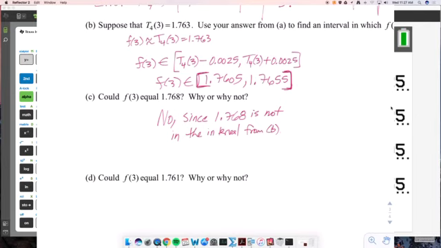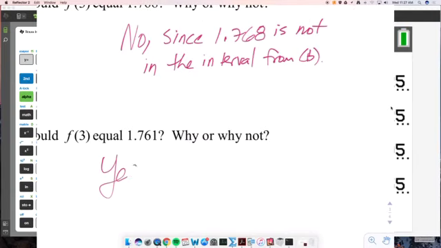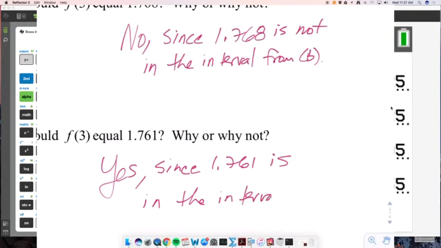Part D, could the function value be 1.761? Yes, it very well could be. Yes, and then of course the answer would be since 1.761 is in the interval from part B.